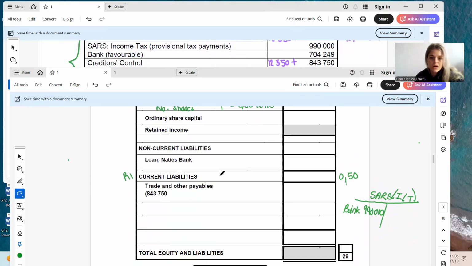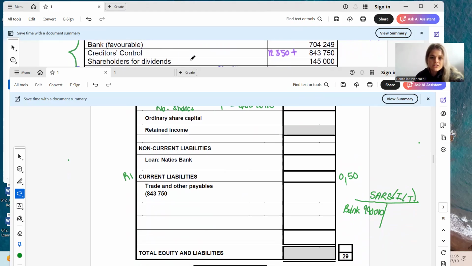Creditors currently on 843,750. We have that. Shareholders for dividends. So that's a liability. So we'll go here. Shareholders for dividends.